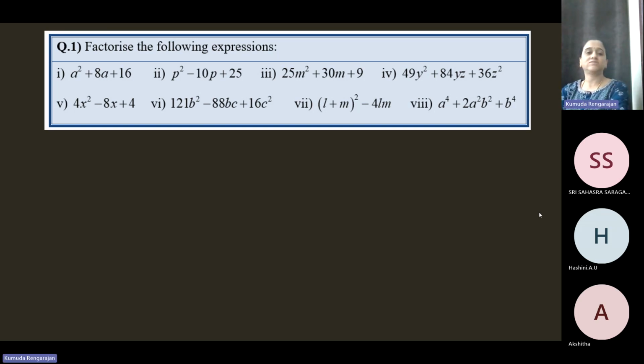What's the answer for the fifth one? Answer 1. 2x minus 2 whole square. No. See, in question number 5, all the three terms have 4 in common. So you must first take out the common factor 4. So in the bracket, you will have x squared minus 2x plus 1. That you should factorize using the sum and product.